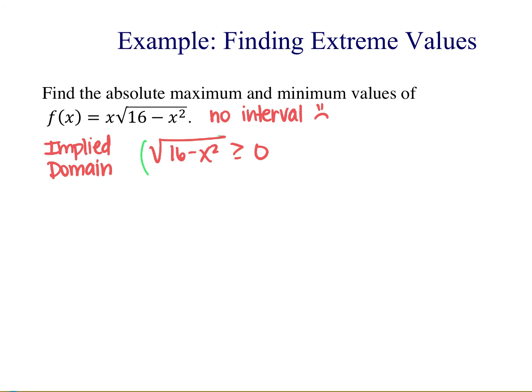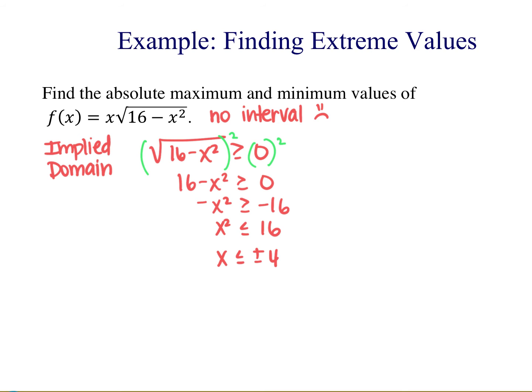And so we'll do the same thing. We'll square both sides. That will give me 16 minus x squared greater than or equal to 0. I'll minus 16. It's looking really similar. I'll divide by -1. That'll give me positive x squared, switch the sign around. And then I will use my plus or minus, and I get plus or minus 4. So from the implied domain, I get two numbers to check. I will be needing to check f of 4, and I will be needing to check f of -4.